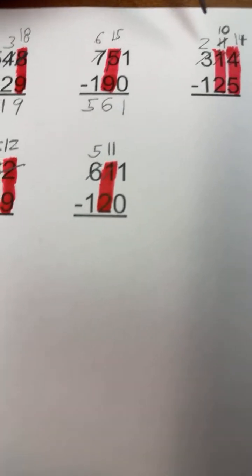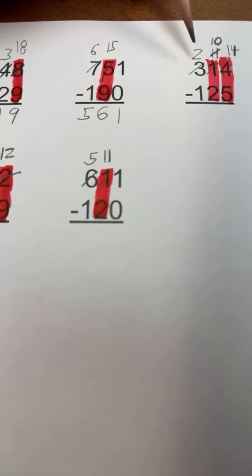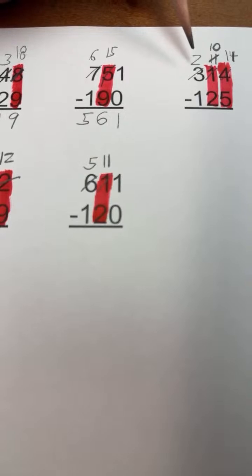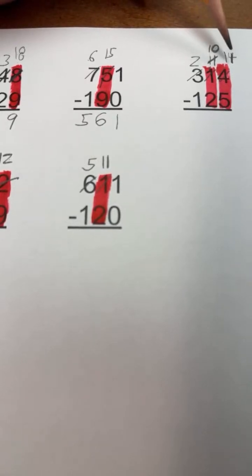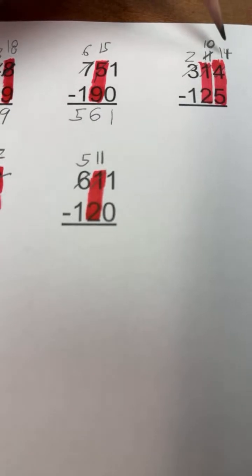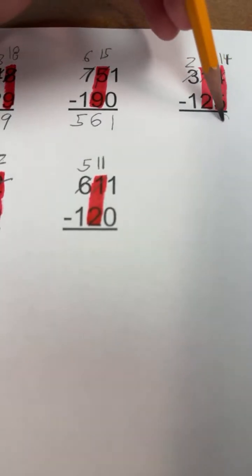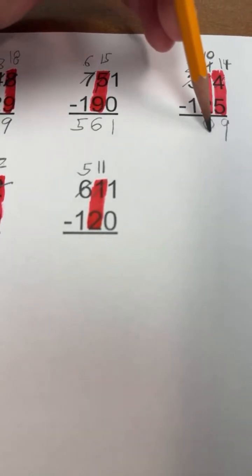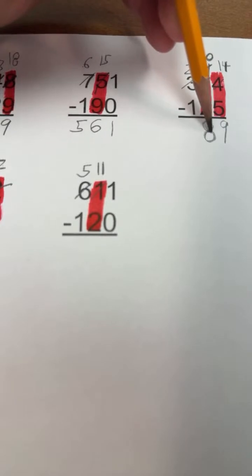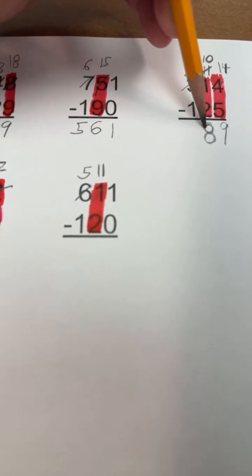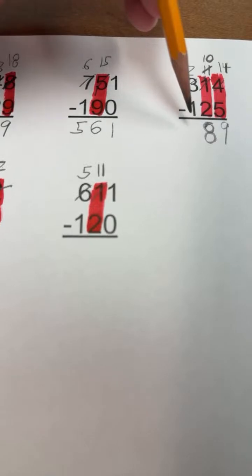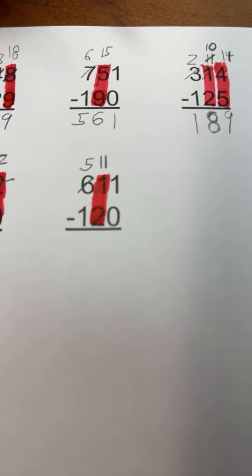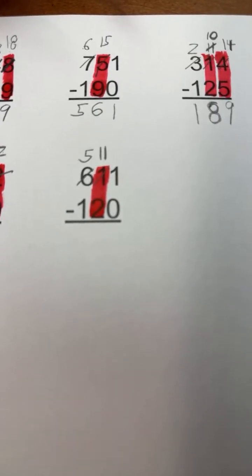All right, problem number 3. 314 minus 125. All the top digits are bigger. We are ready to go. So starting in the ones place, 14 minus 5 equals 9. 10 minus 2 equals 8. 2 minus 1 equals 1. And we have our answer, 314 minus 125 equals 189.